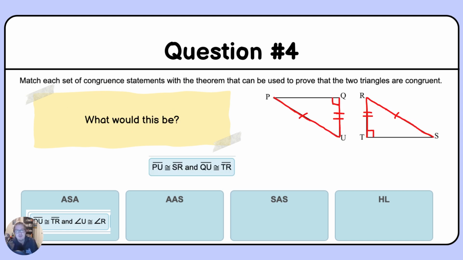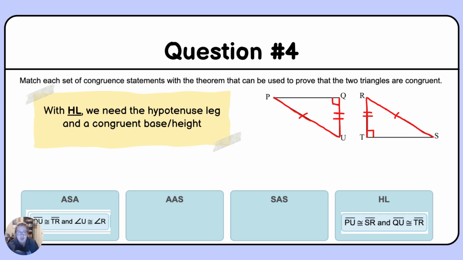Take a look at this one. This says that PU is equal to SR and that QU is equal to TR. Again, I've highlighted all the relevant angles and sides for you. So which category does this fall under? This one's going to fit under the HL theorem. Some of you got tripped up and thought it was side angle side, but you have to look. Does that right angle mark touch both of the highlighted sides? In this case, no, it does not touch the hypotenuse leg. If it's going to be side angle side, it's got to touch both.